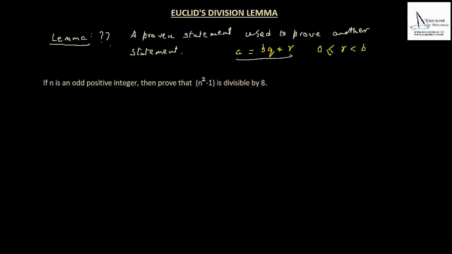So it says that if n is an odd positive integer, then prove that n square minus 1 is divisible by 8. Now it is given that n is an odd positive integer. So if n is an odd positive integer, we can write it in two possible ways. Now if we take it as 4q, 4q is going to be even because it's a multiple of 4. So it obviously has to be 4q plus 1, or there's another possibility that it could be 4q plus 3. Now 4q plus 2 is again going to be even, so we are not considering that case because it is given as an odd positive integer.